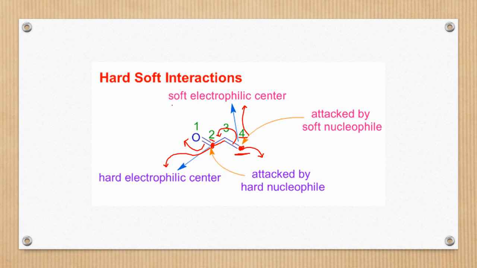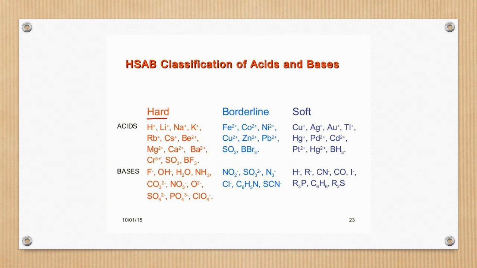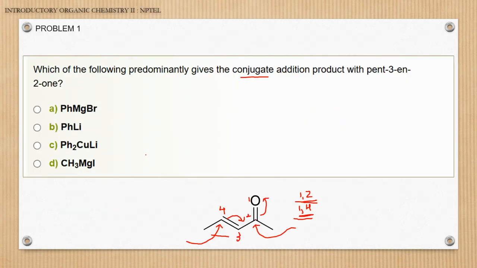So basically soft will add to soft and hard will add to hard. So what is this? Here they have described the classification of acids and bases on the basis of the hard and soft rule. So here this is lithium, sodium, potassium and magnesium. So coming back to the question, you have different metals, right? All of these are nucleophilic additions, but there is a catch, that is the metals are different.